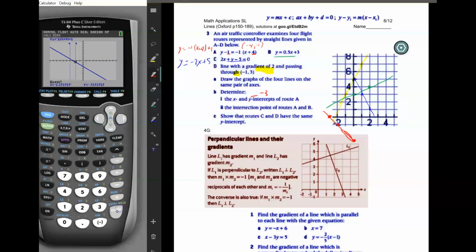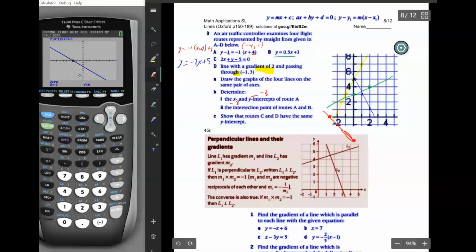And then I hit enter again, and then I hit enter for guess, and my x-axis intercept is -3, right? So they both are -3. Interesting. Okay, and then they want to know the intersection point of routes A and B. So A and B would be red and green. So red and green, that would be the intersection point about there.